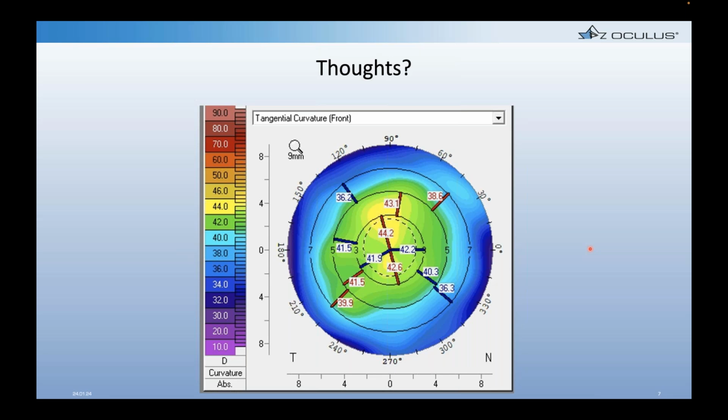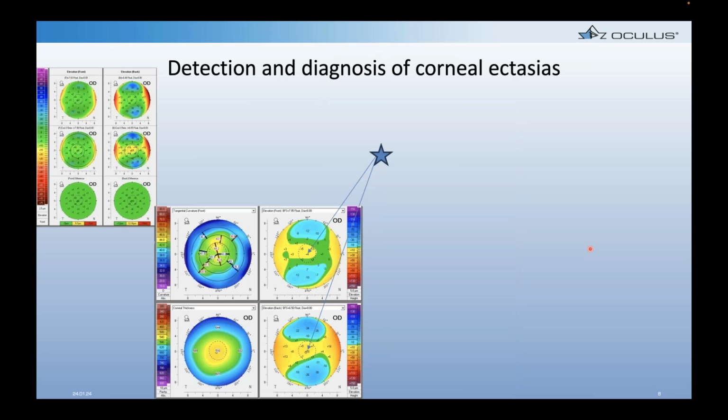And if all we had was an anterior corneal map, we might not think twice about this patient, go ahead and fit them in whatever contact lenses we desire to fit them in, and off we go with life. However, when we look further at this patient's eye, we see some questionable findings.